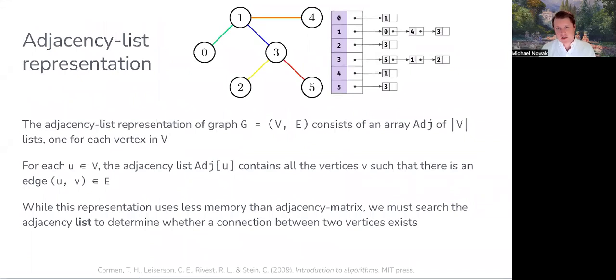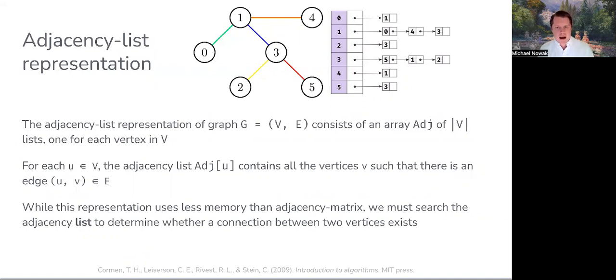The adjacency list representation of some graph G is going to be a set of vertices and a set of edges where every vertex from V is going to have an adjacency list. For each vertex from V, the adjacency list is going to contain all the vertices V such that there is an edge between them in our collection of edges. While this representation uses less memory than the adjacency matrix, we must search the adjacency list to determine whether a connection between two vertices exists. So we don't have that constant time lookup to see whether or not an edge is present.